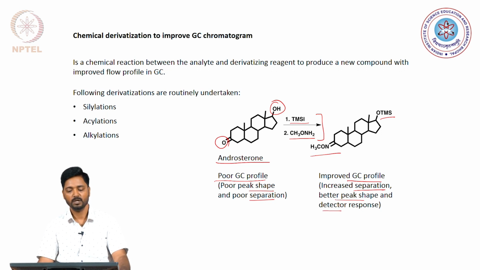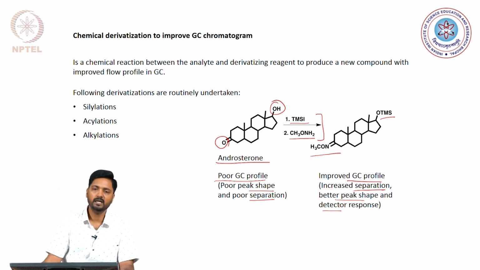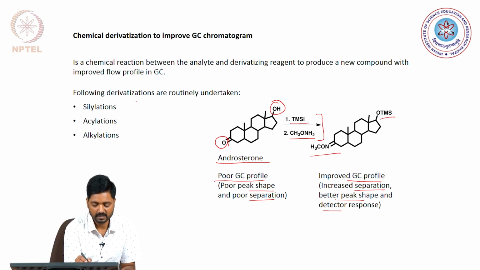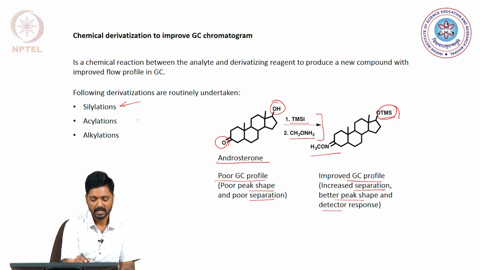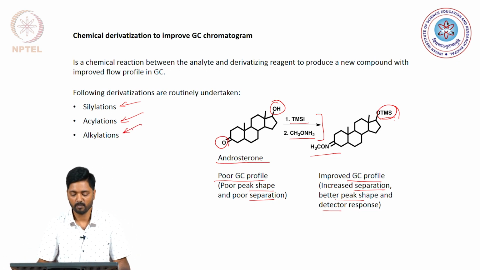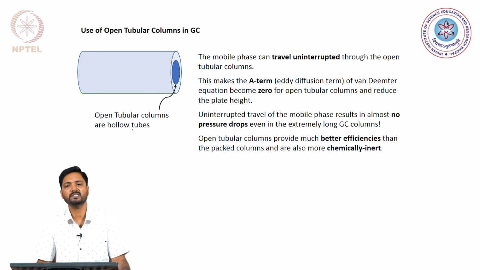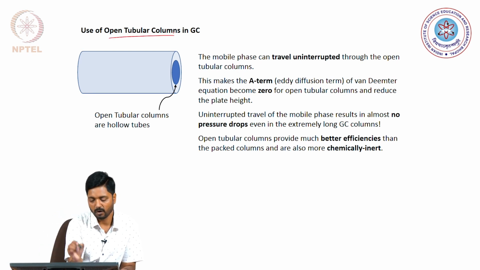detector response. So, typically it has been observed that silylations, for example this trimethylsilyl group that we added here, acylations and alkylations are very common derivatization protocols that are utilized by chemists to improve the gas chromatography profile of the analyte of interest.